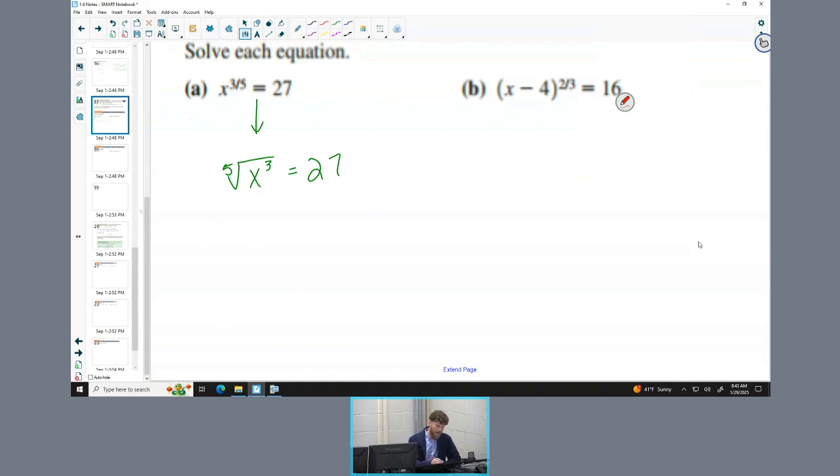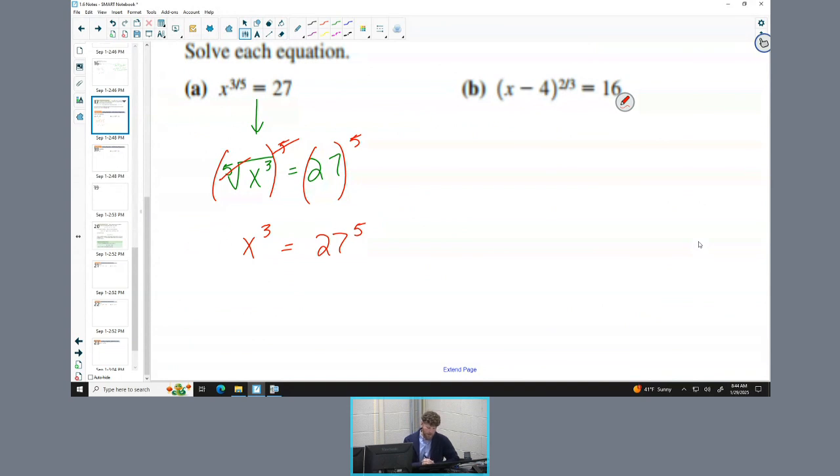The fifth power removes the fifth root, right? So what I do to one side, I do to the other side. Now the fifth root and the fifth power cancel out, and I just have x to the third equals, and now 27 to the fifth. I'm not even going to bother putting that in my calculator and figuring out how big a number that is. I'm going to just do it all at once at the end.